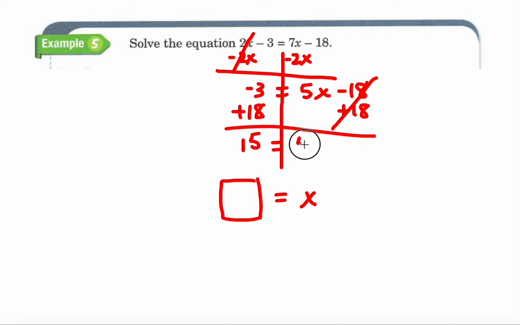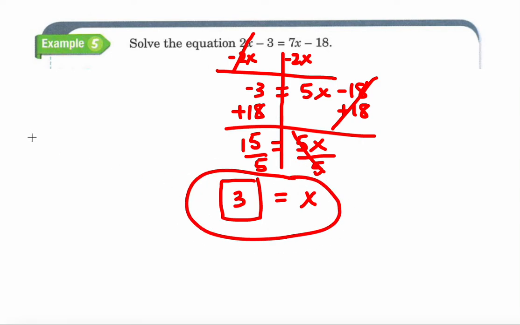Positive 15 equals 5x. 5x means 5 multiplied by x. So the opposite would be to divide by 5. Those 5s cancel because one's on top, one's on the bottom. 15 divided by 5 is our answer, which is 3. So my answer is x equals 3, and I want to check it.